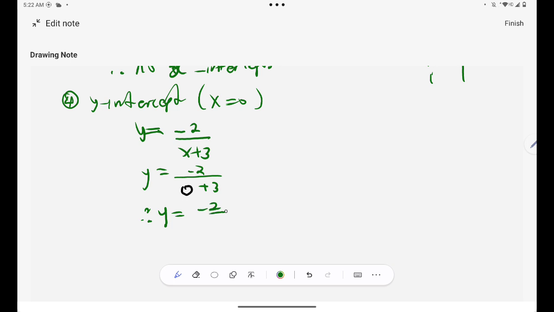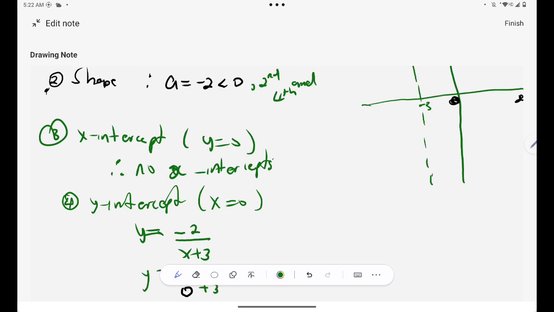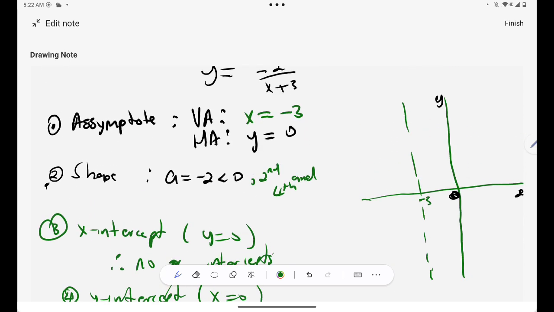Therefore y is equal to -2 over 3. Okay, so I know that my graph will be here and here. This guy will be -2 over 3. Are we together, guys? So this is how we move whenever we only have a vertical asymptote.